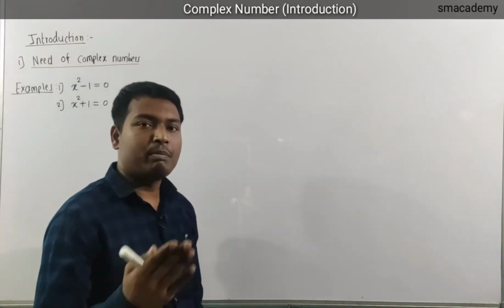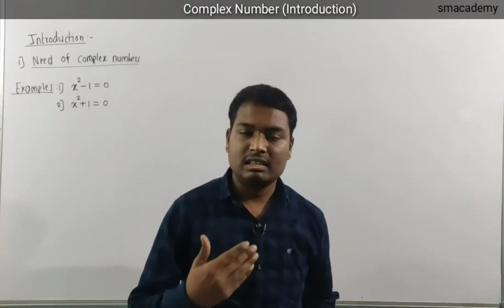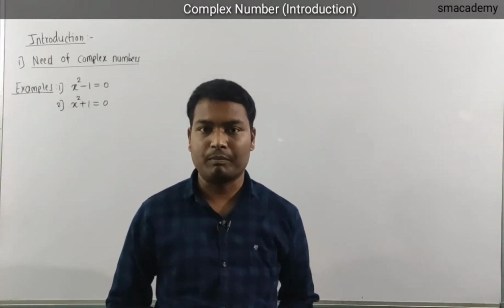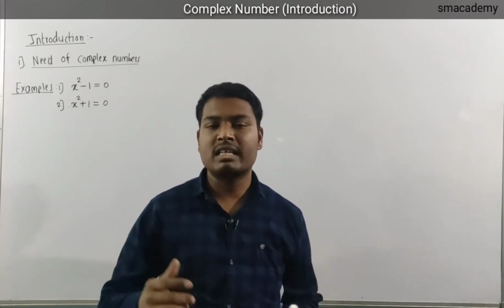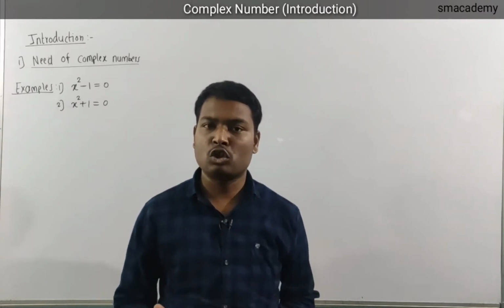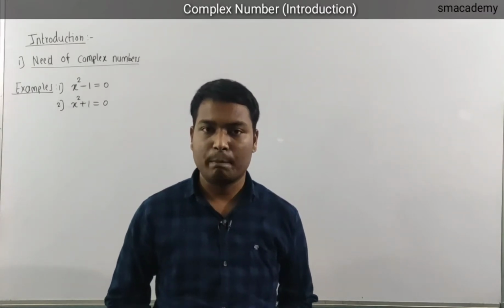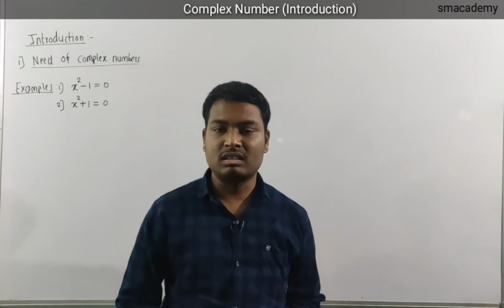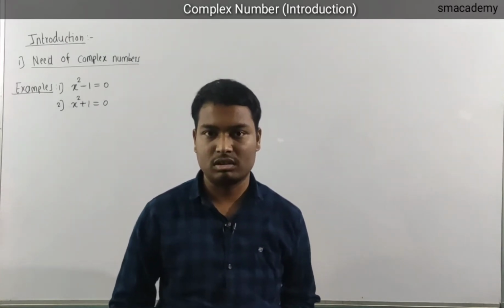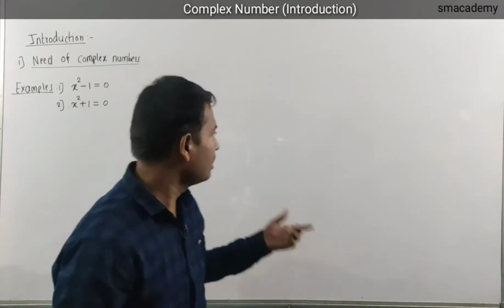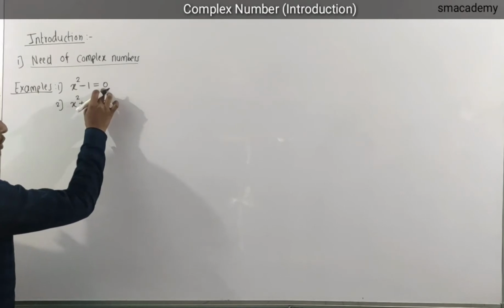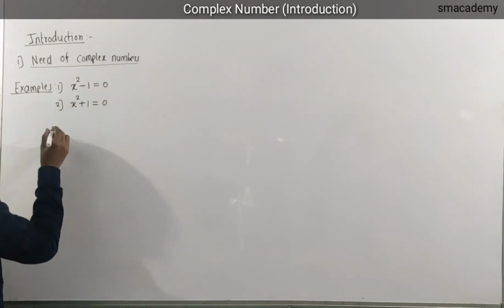In previous years, the scientists, the mathematicians, had one problem. They solved various types of equations and also found the solutions of those equations, but in some equations they didn't get a real solution. That is what we see in these two equations. Let's see, x square minus 1 equal to 0. Let us first solve this equation.